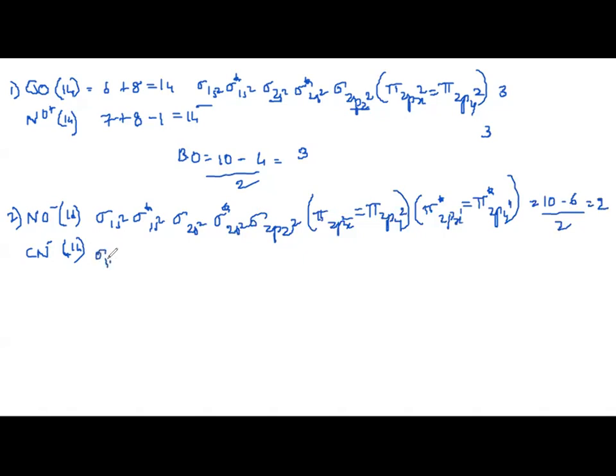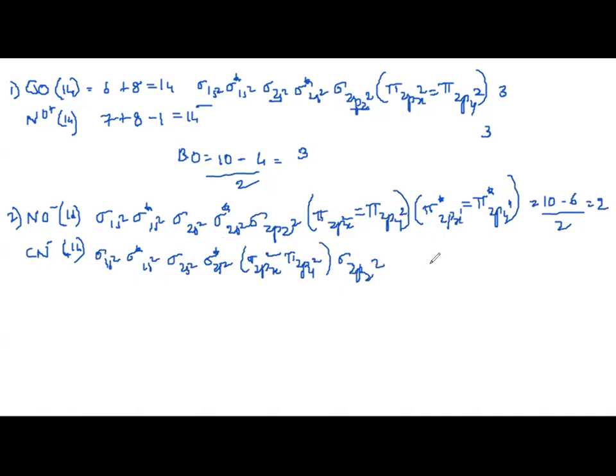CN. Sigma 1s2, sigma star 1s2, sigma 2s2, sigma star 2s2, pi 2px 2, pi 2py 2, sigma 2pz 2, 2, 4, 6, 8, 10, 12, 14.